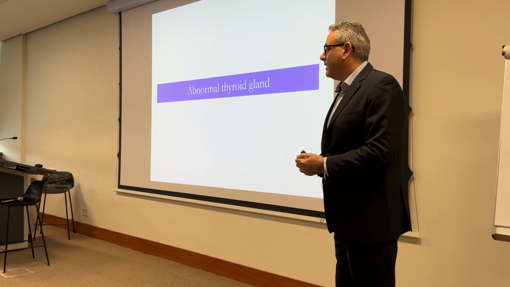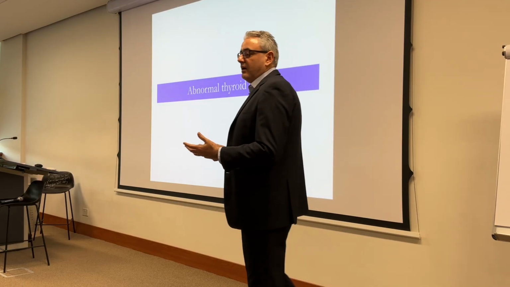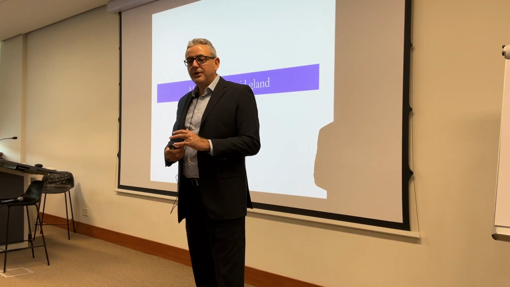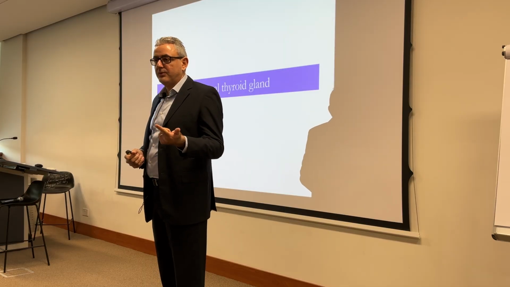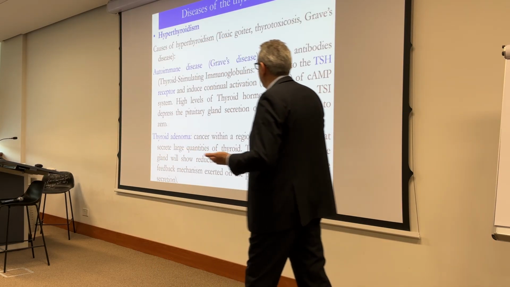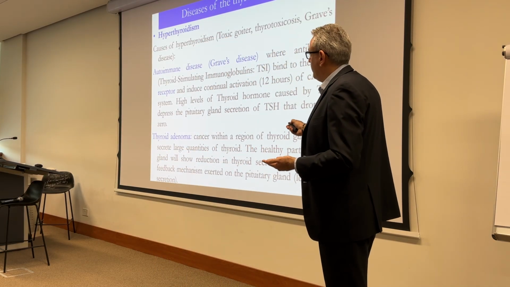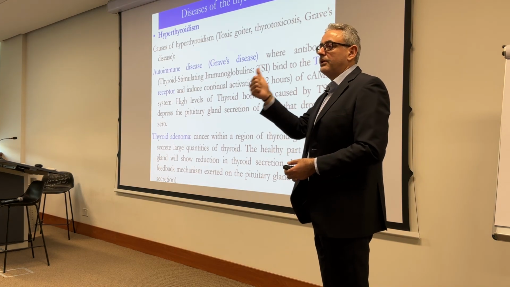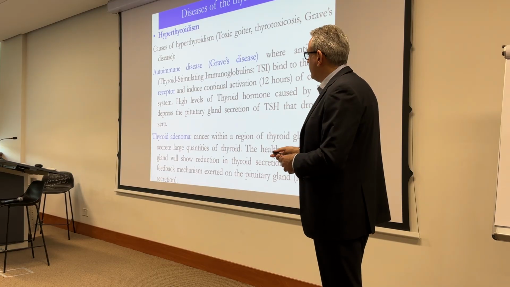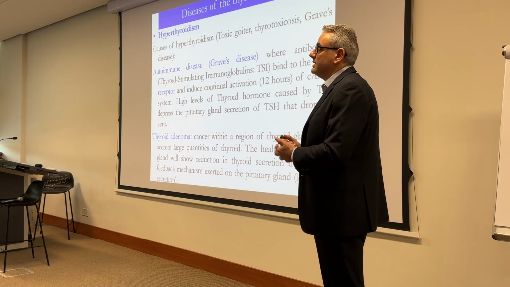The last thing, I'm going to give you examples of abnormal thyroid glands. So you know hypothyroidism and hyperthyroidism, right? Okay, very quickly, let's take an example of hyperthyroidism. What could lead to hyperthyroidism? Cancer in the thyroid gland, this is one. Two, an autoimmune disease called Graves' disease.